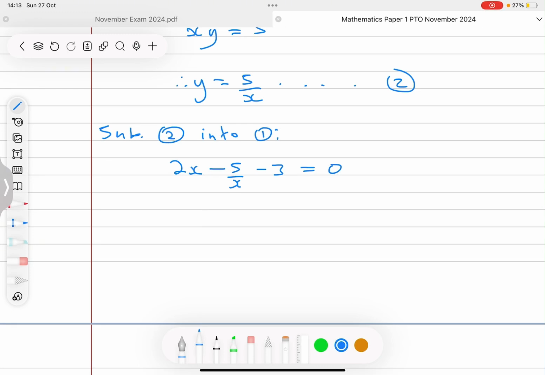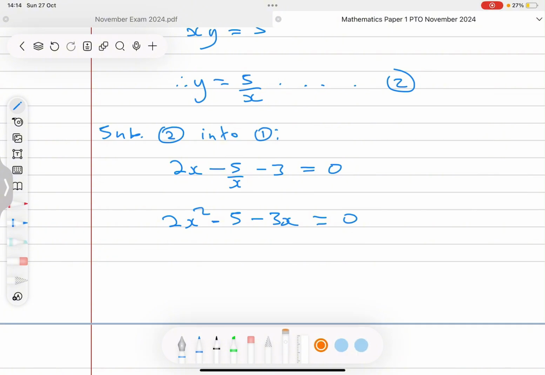So here we'll say 2x times x. It will give me x squared. Here we'll have this times x, right? The x and the x will cancel. I'll be left with negative 5. And here we would have negative 3x because we're just multiplying this by x. This side will be 0 because any number multiplied by 0 is 0, right? So x times 0 will give you 0.